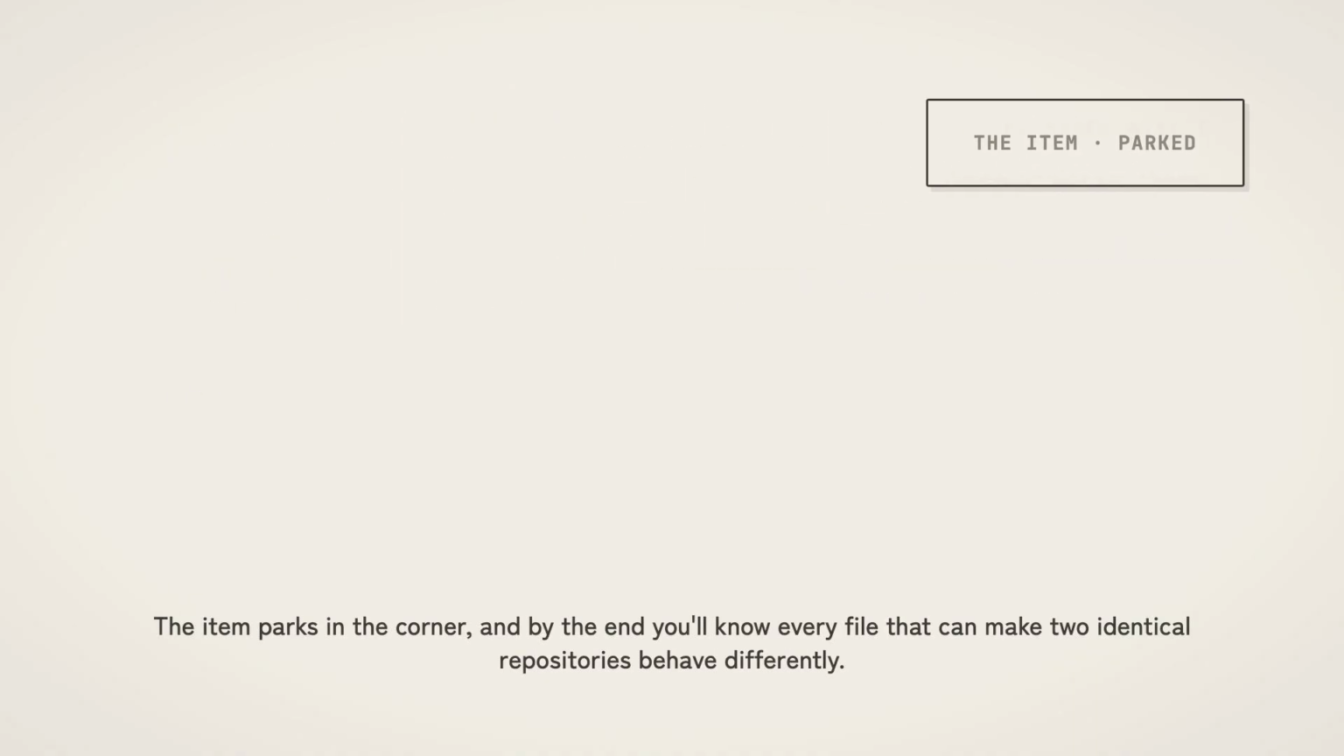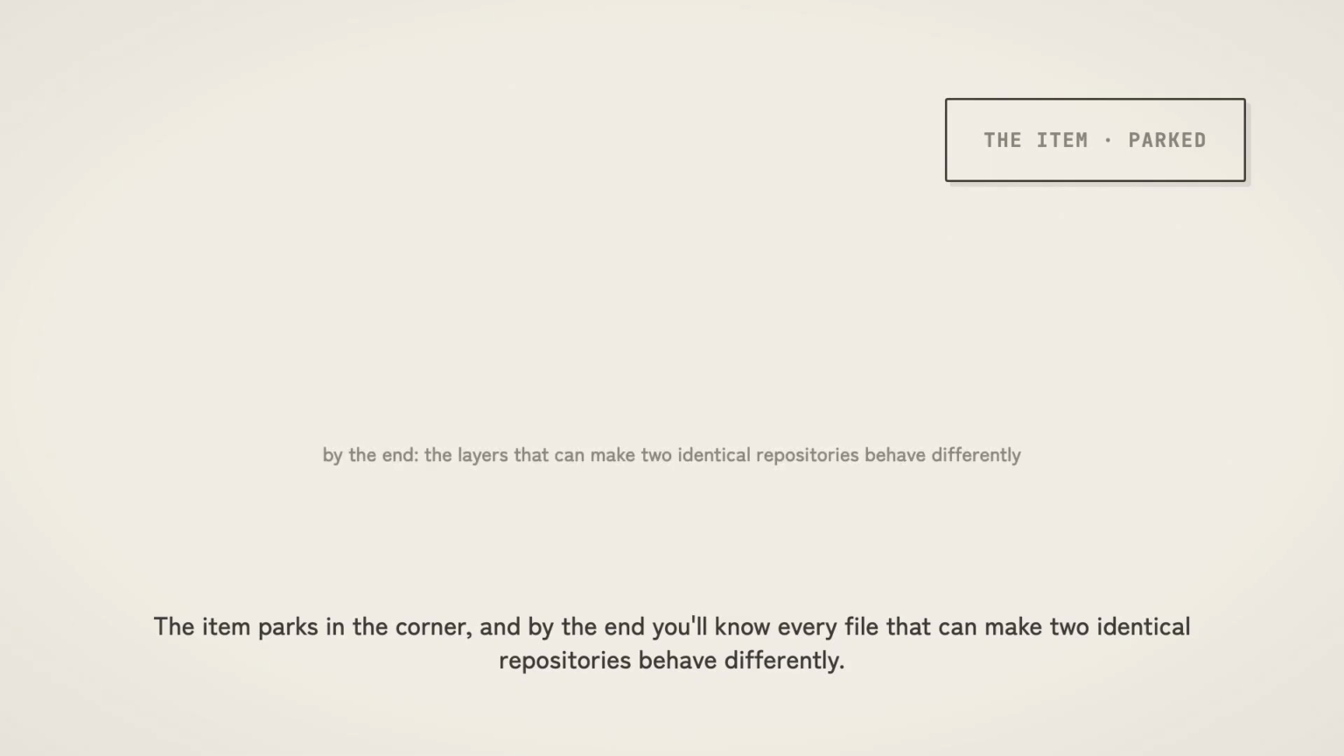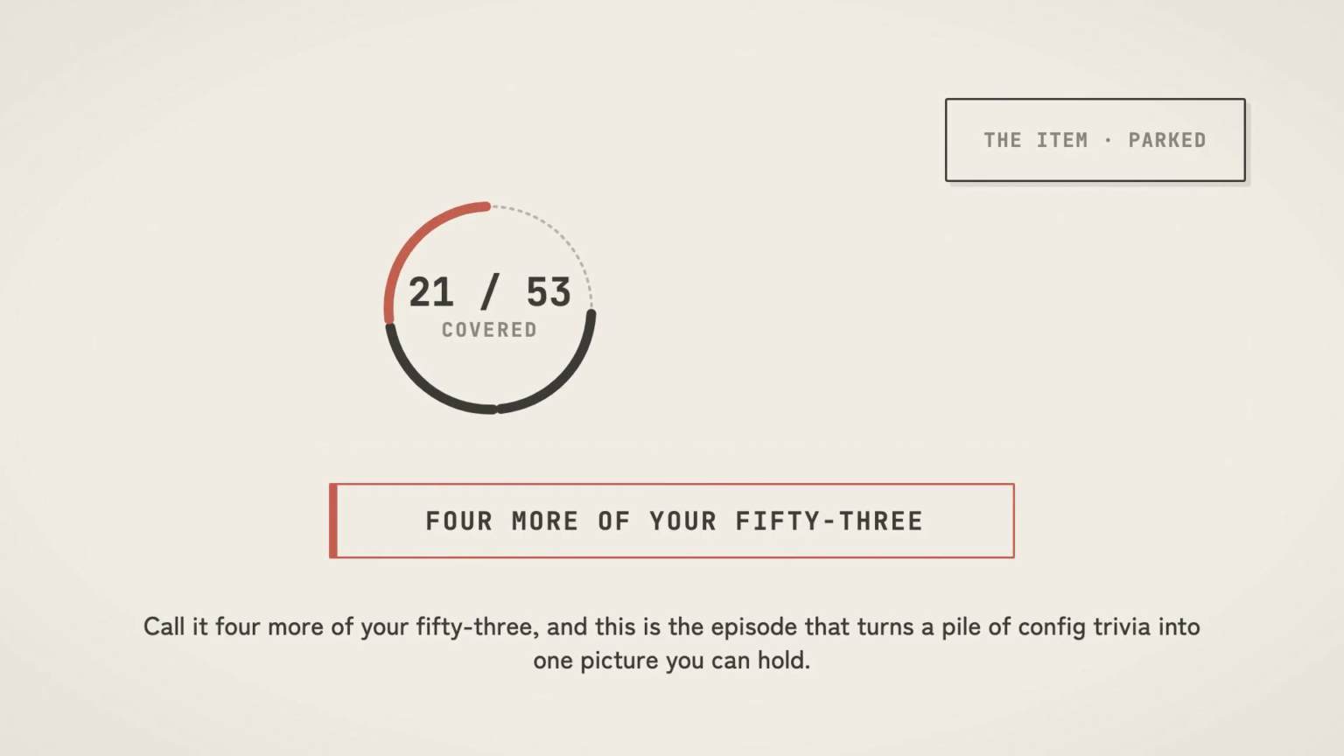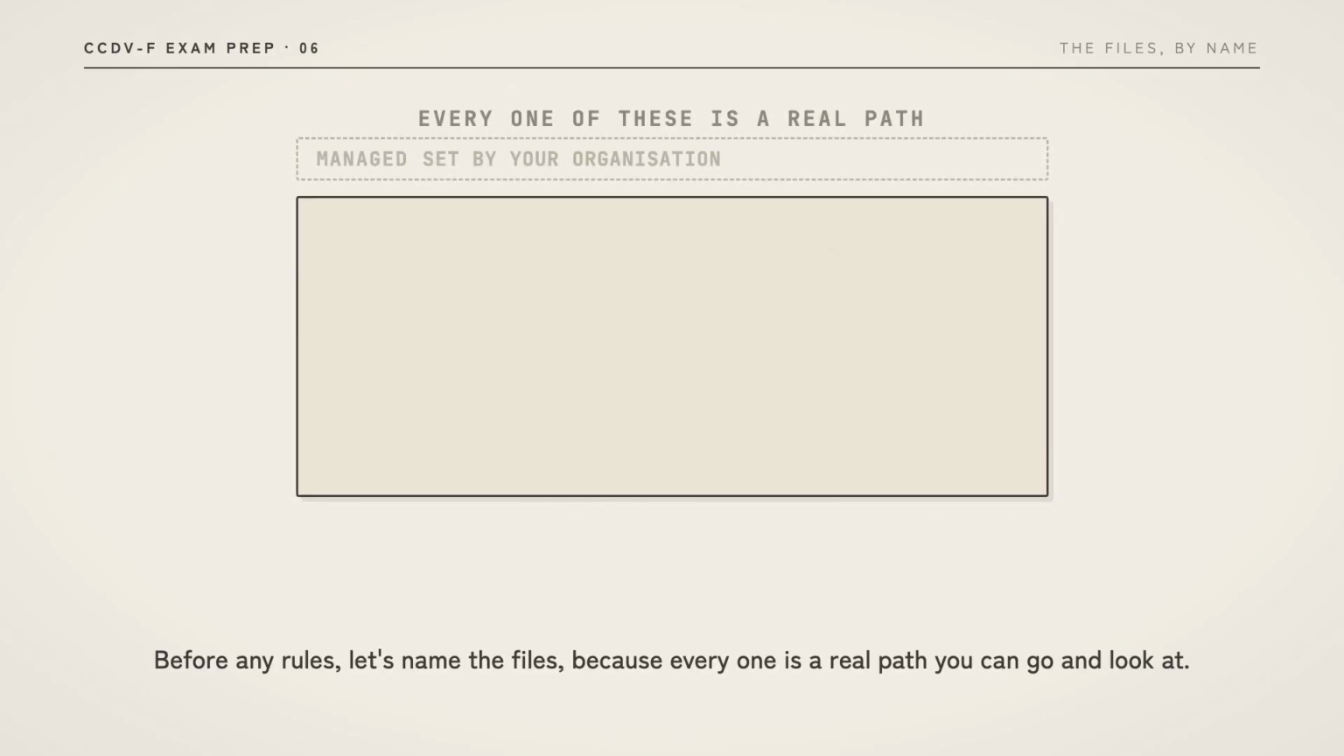The item parks in the corner, and by the end you'll know every file that can make 2 identical repositories behave differently. Call it for more of your 53, and this is the episode that turns a pile of config trivia into one picture you can hold. Before any rules, let's name the files, because every one is a real path you can go and look at.